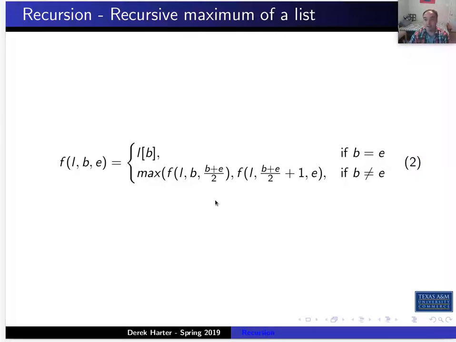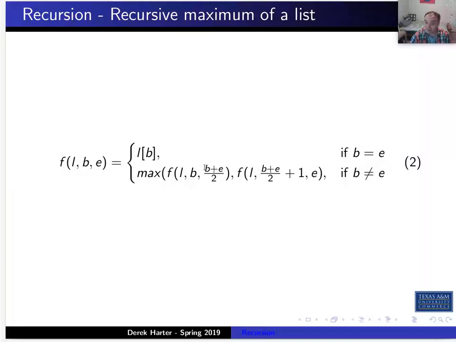So for example, if our list was of size 5, the begin index is 0, the end index is 4. So 0 plus 4 would be 4 divided by 2 would give a midpoint of 2. So that means that this first part would search for the largest value in indexes 0, 1, and 2. And then this one, we do the midpoint plus 1. So this would search from 3 to 4. So this would end up searching the first three values for a list of size 5, and this would search the last two values, right?